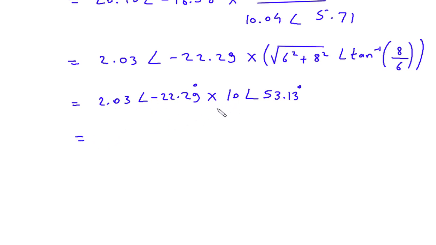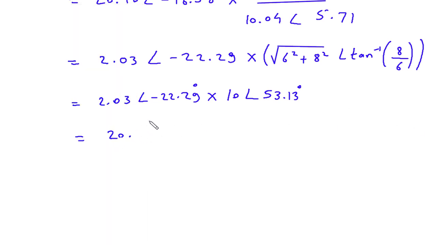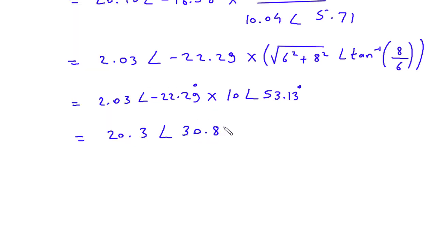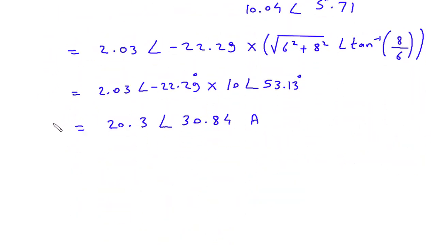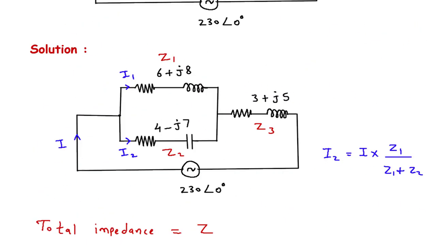Now we have to multiply this 2.03 into 10. So it will be 20.3 at an angle of minus 22.29 added with this 53.13. So it will be 30.84. Now since it is current I2, its unit will be ampere. So therefore I2 is equal to this value. Now we have the value of current I, current I1 and current I2. We also have the value of voltage.